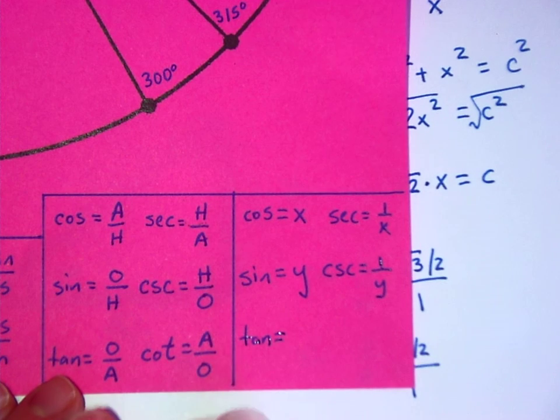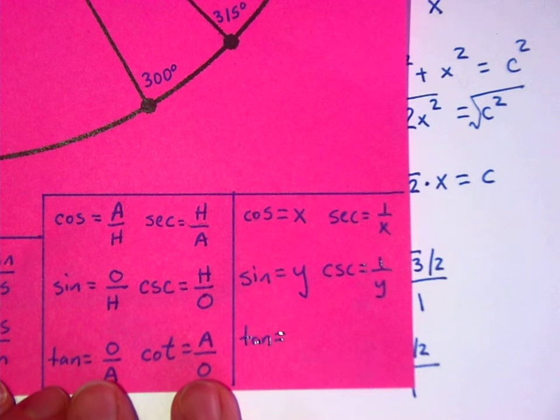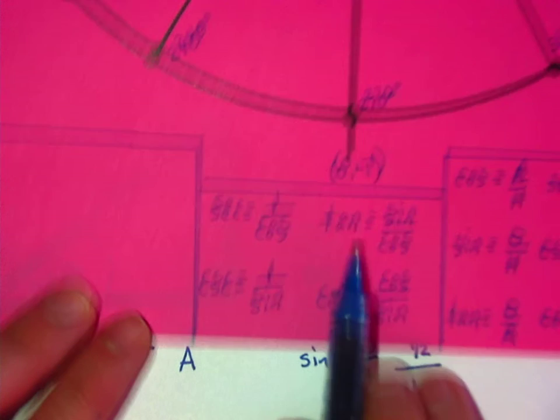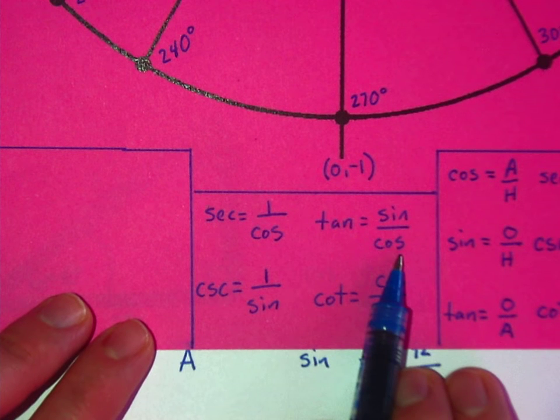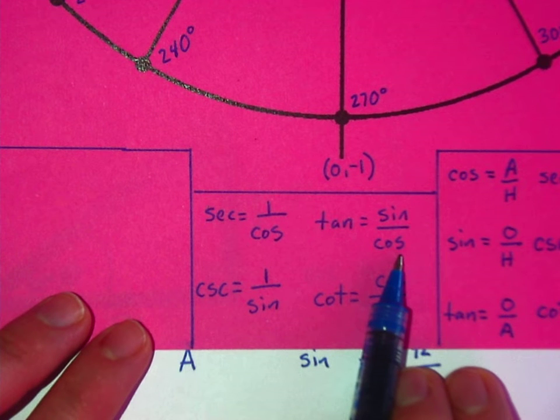Yes. How'd you figure that one out? Flipped what? Right, because over here, do you guys see how tangent is sine divided by cosine? And sine is y, and cosine is x?